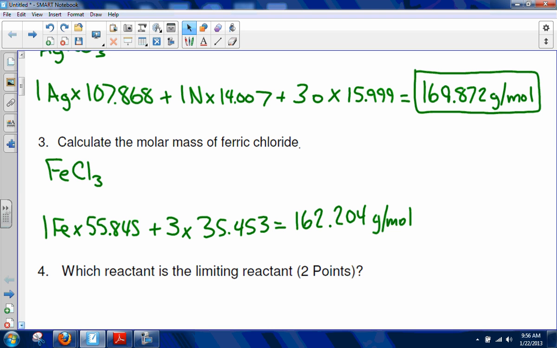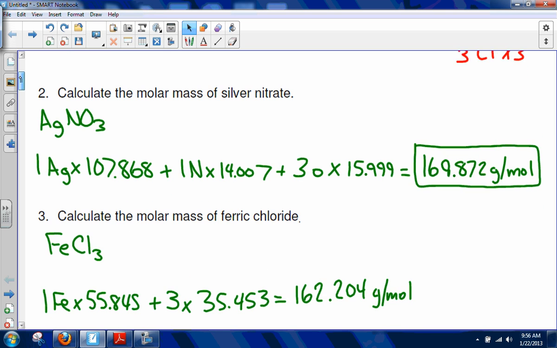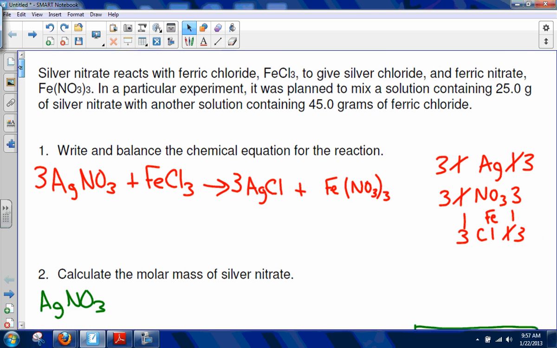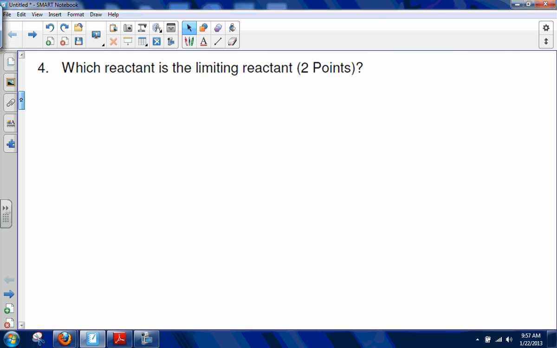Next step up. We got to see which reactant is the limiting reactant. So from our equation, which are reactants? So silver nitrate and ferric chloride. So it's the ones on the left side of the equation. And we go up into our question. It tells me that we started with 25.0 grams of silver nitrate and 45.0 grams of ferric chloride. So those are my two stoichiometry problems I'm going to have to do.